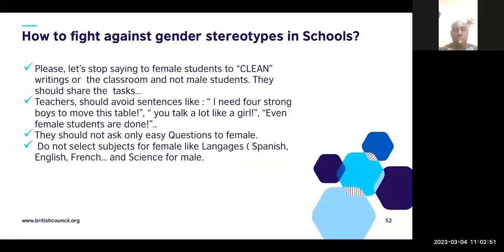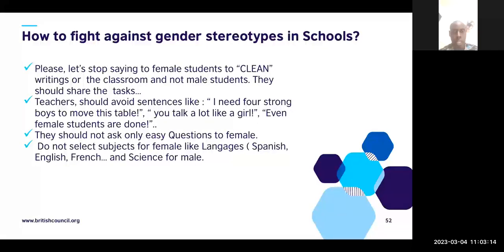Teachers should avoid sentences like, I need 4 strong boys to move the table. It is not because we are boys that we are always strong. You can admit that. Then teachers should use generalized terms.